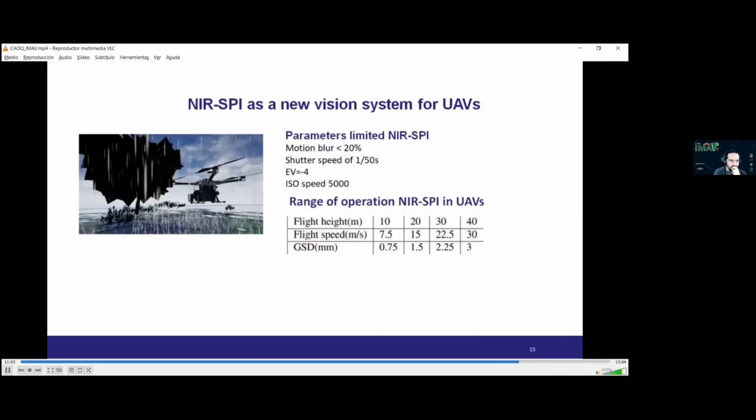We consider a scenario when the system is integrated in flight. We define the flying speed at two different heights, from 7.5 to 20 meters per second. For the motion blur, below 20% based on the parameter estimate.